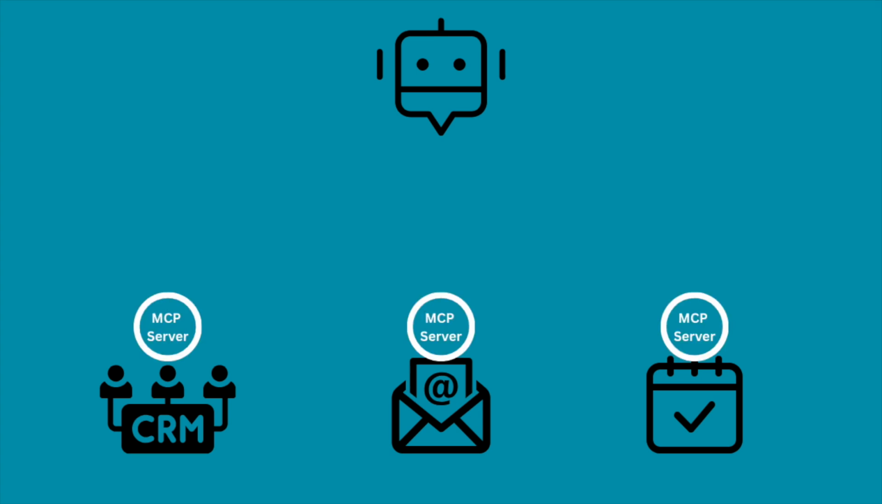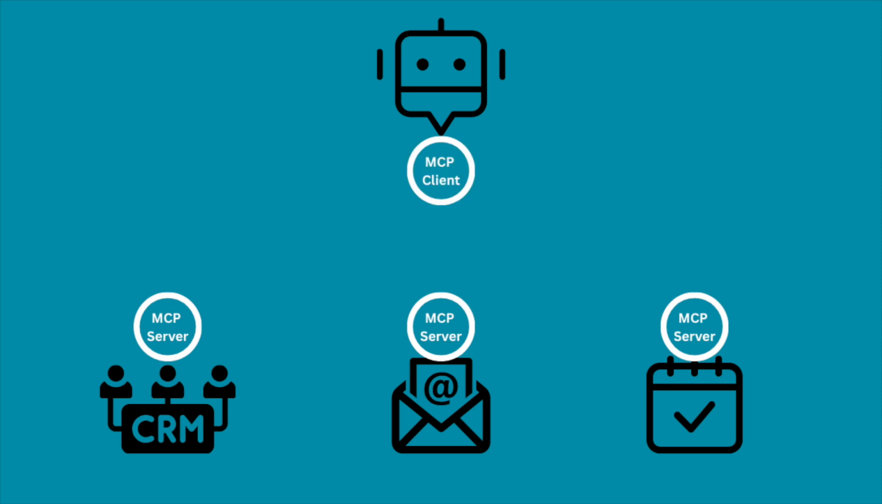To make this concrete, let's say you want to build an AI agent that helps your sales team prepare for client meetings by automatically gathering all the relevant information from your company's systems. Here's how MCP fits in. The MCP server is a small program that connects to your company's tools, like your CRM for client history, your email platform for recent conversations, and your calendar for upcoming meetings. Each tool would have its own MCP server, acting as a translator between that system and the AI.